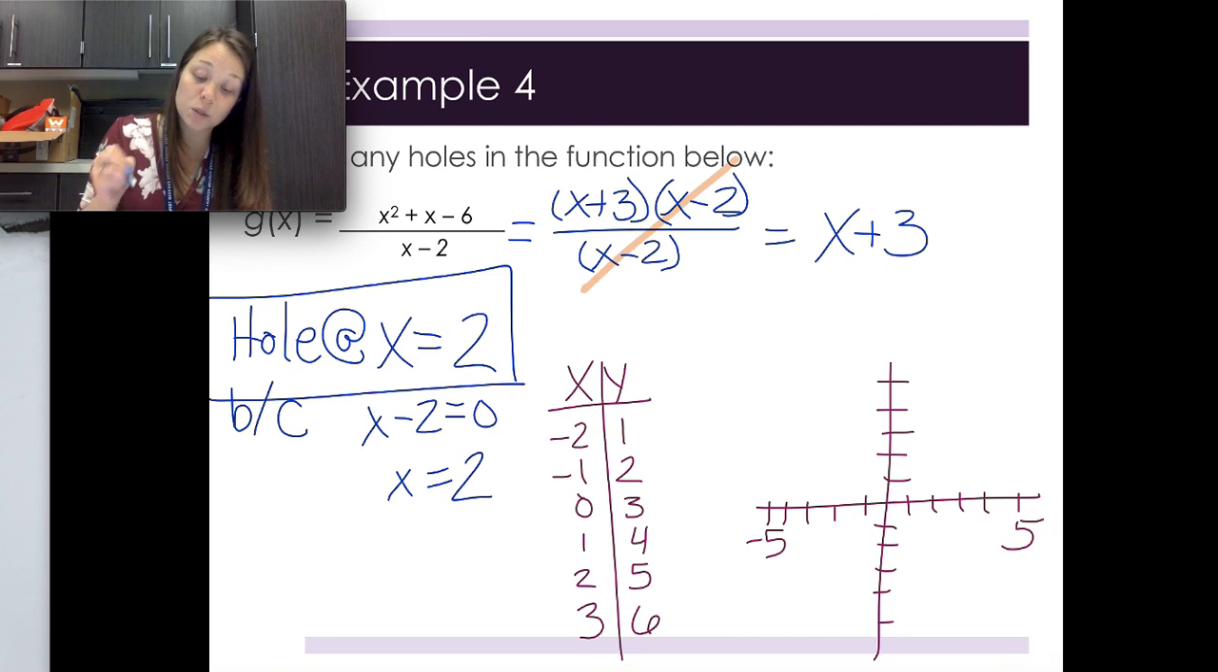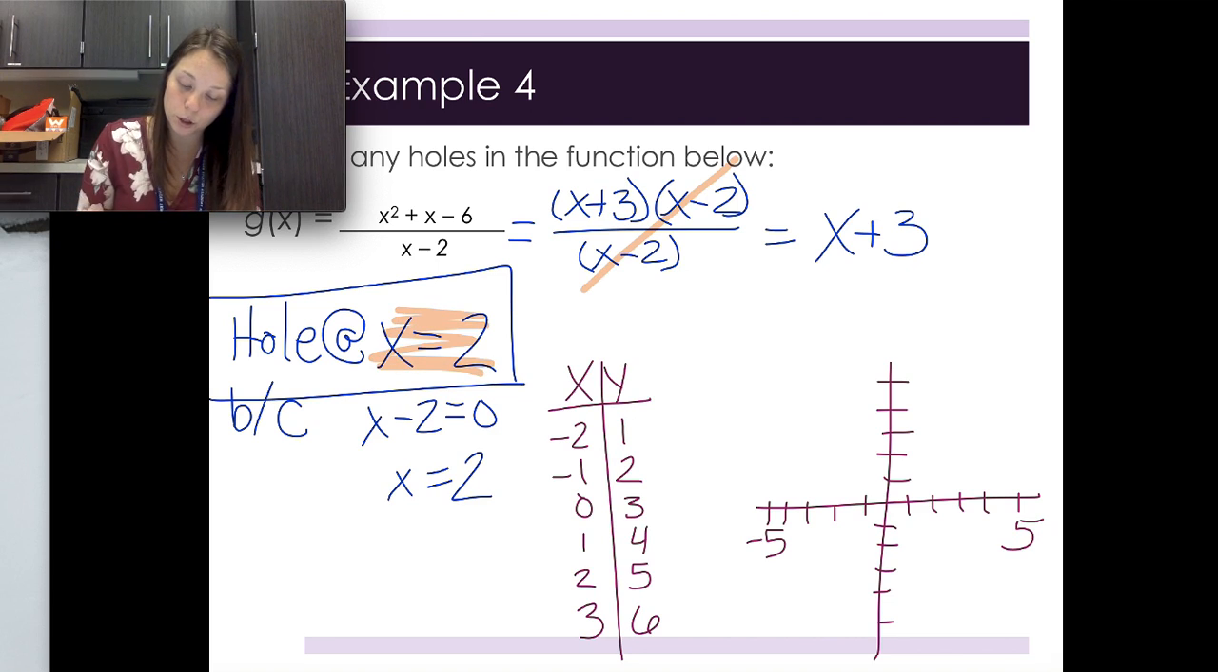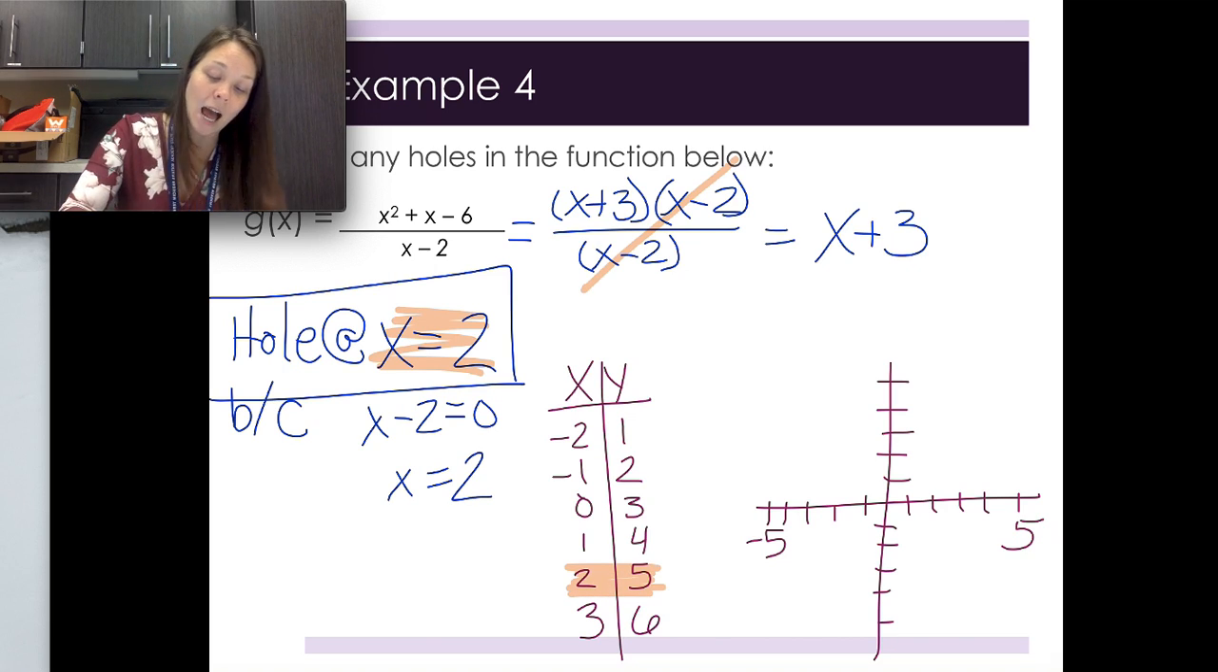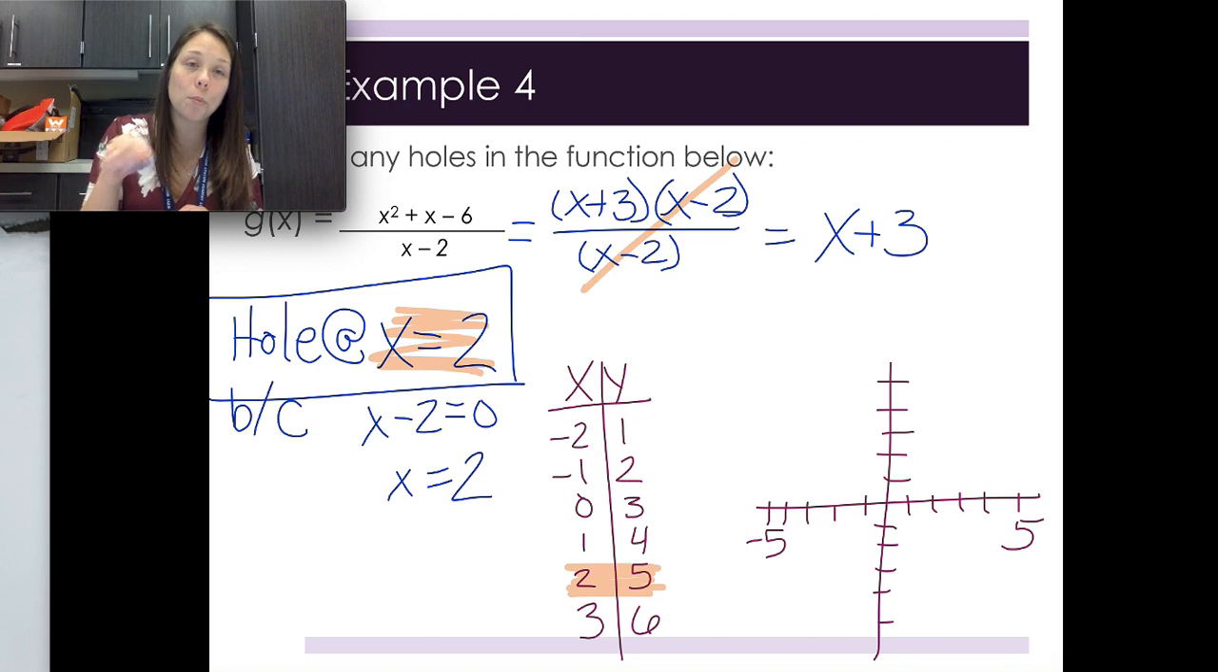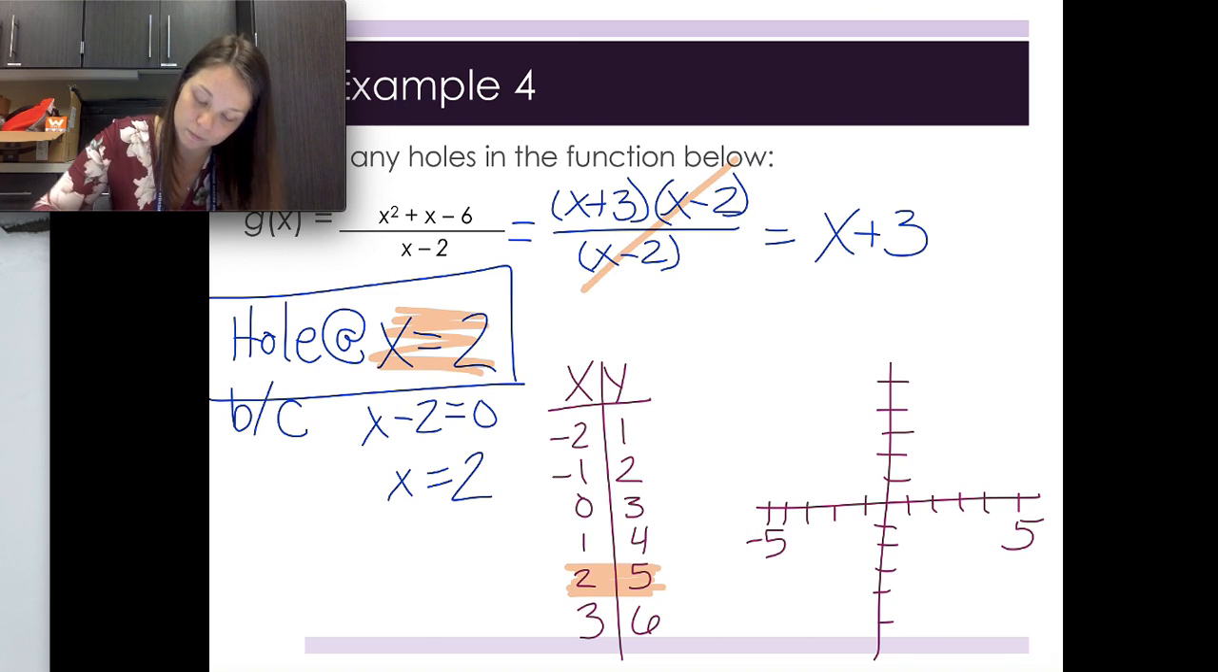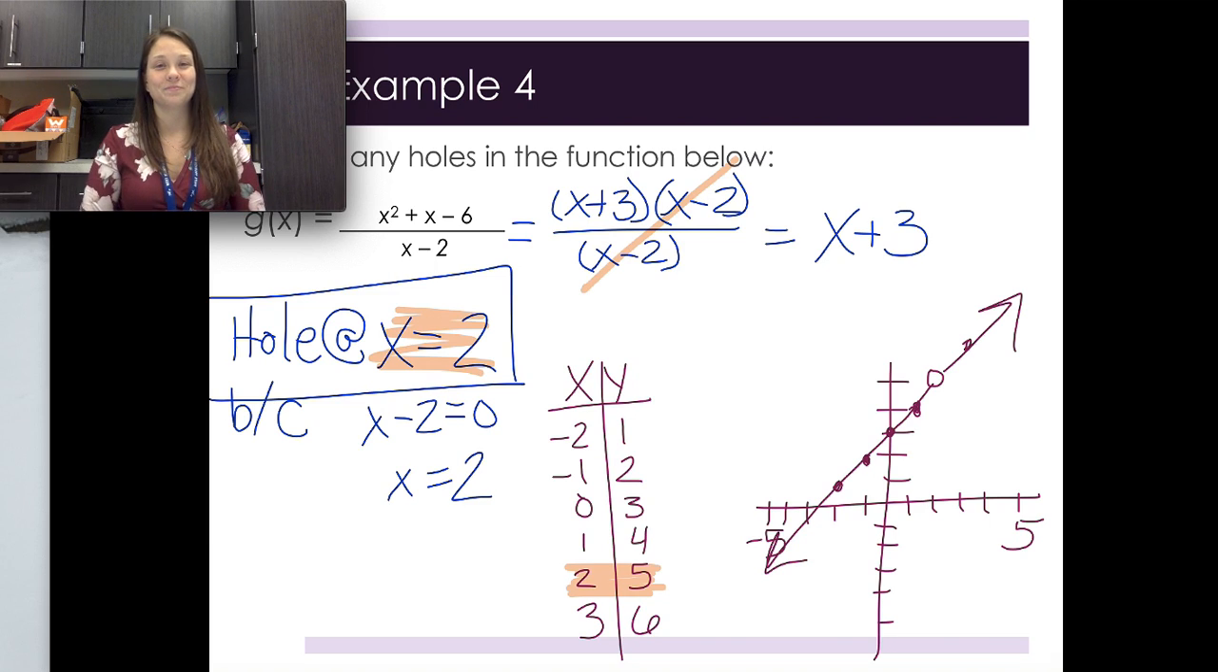Now, I have all these points, except remember that there's a hole at x equals 2. So this ordered pair of 2, 5 is not going to be a solid dot, but an open dot to represent the hole in the graph. Then I'll graph all the others. And this will then be the picture of my graph.